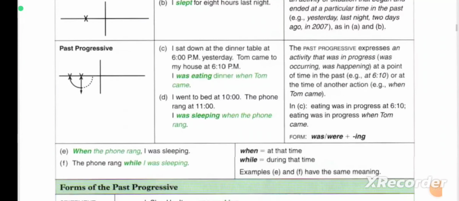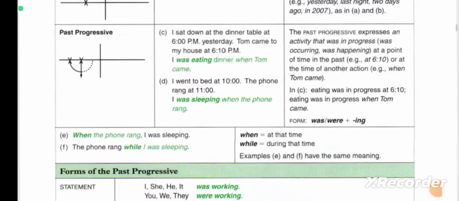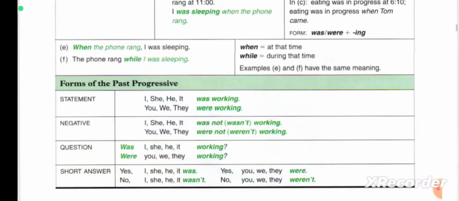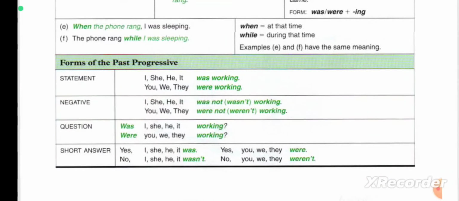Okay, in this lesson, I will discuss with you the past continuous tense, or what we call the past progressive tense. Before we talk about the uses of the past progressive tense, let's have a look at the sentence structure.